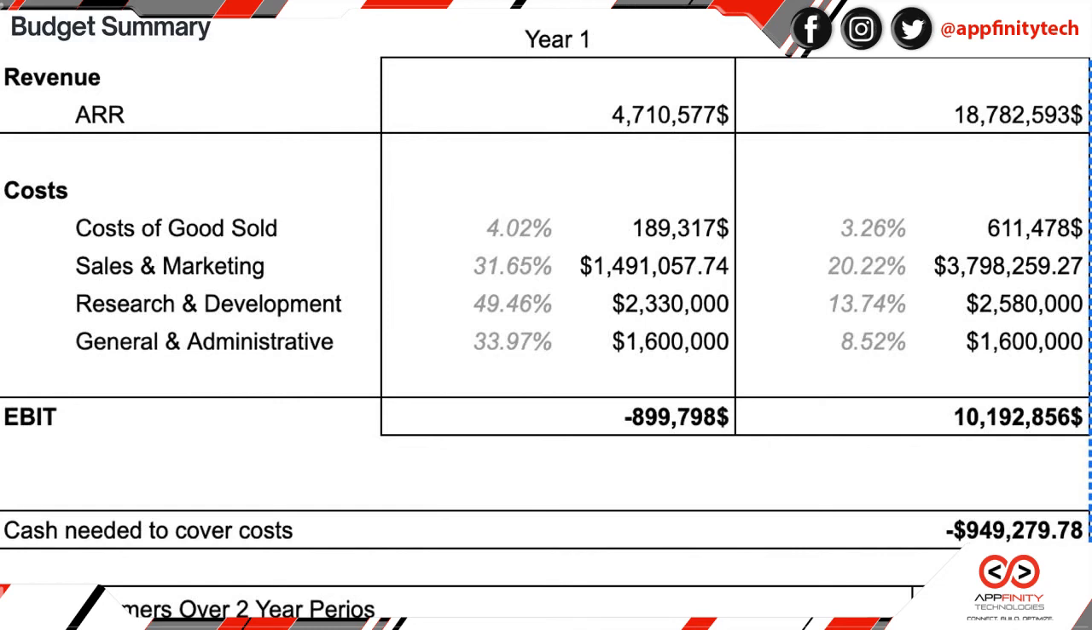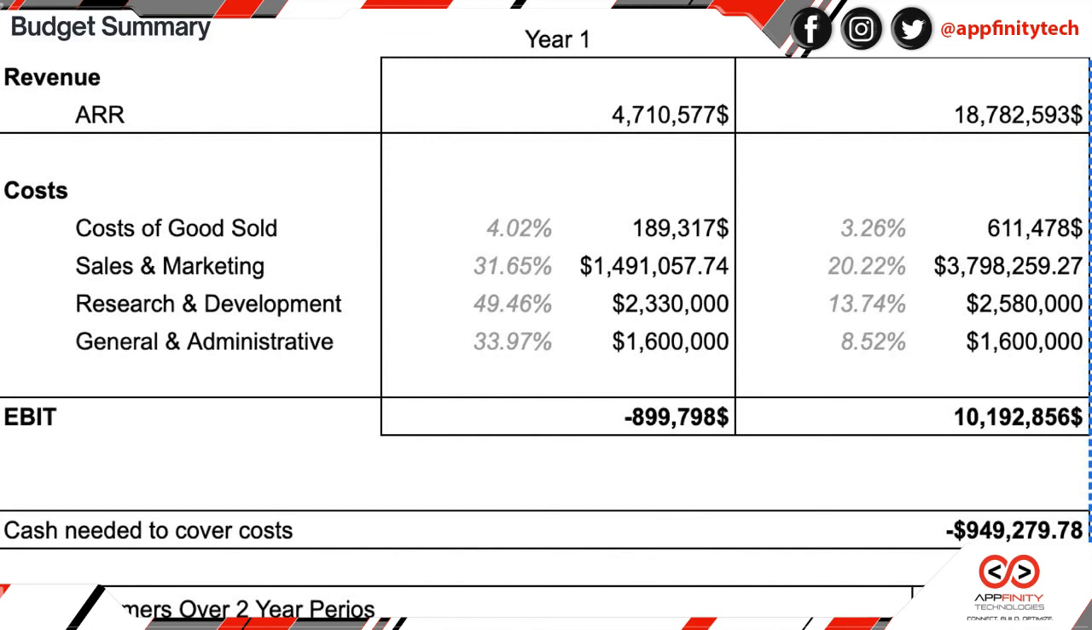And we looked at the breakdown here. For the cost of goods sold, it's 4% of our total revenue. Sales and marketing is 31%. Research and development is 49.6%, and the general administrative cost is 33.9%. So this is how the cost itself is broken down as part of our revenue, and you will see that changing in year two as well.